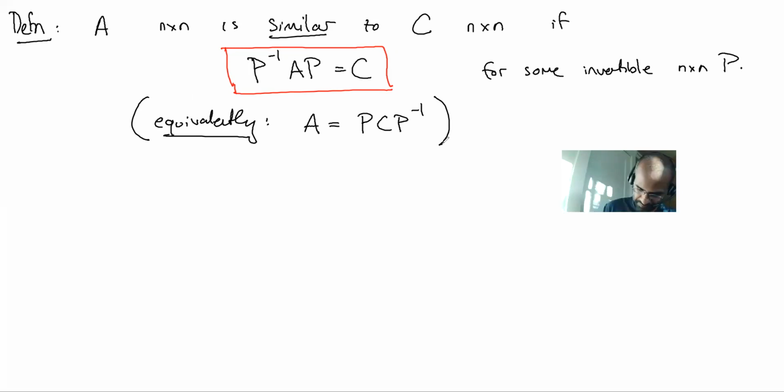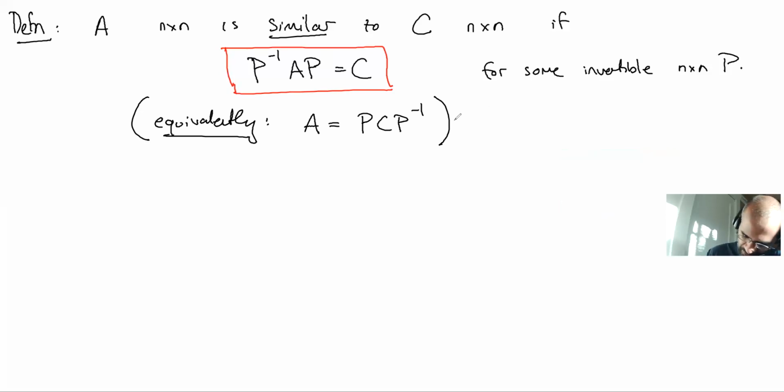Why is that equivalent? Can anybody tell me why? Can't you just multiply by P and P inverse on both sides? Yeah, multiply on the left by P, that cancels the P inverse, and multiply on the right by P inverse, that cancels the P. So you can write this equation in a couple of different ways. Okay, so that's the definition of similarity.